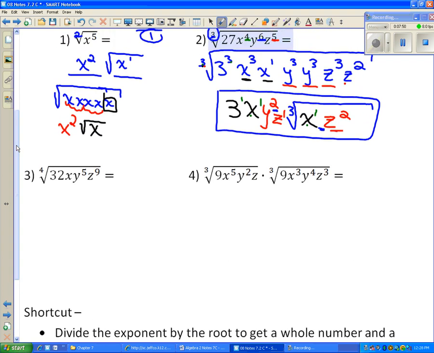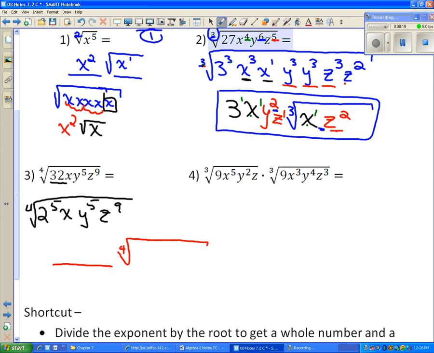I have a fourth root. 32 is 2 to the fifth power. X, y to the fifth power, z to the ninth power. I'm taking the fourth root of all of this. So I'm going to have a fourth root. I'm going to have things outside and things inside or under the root.